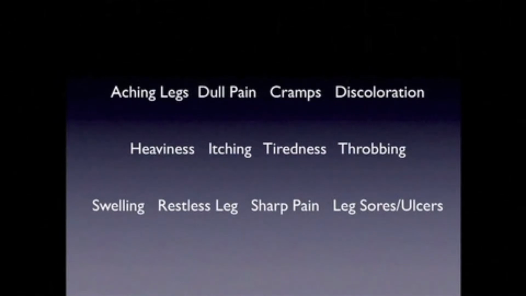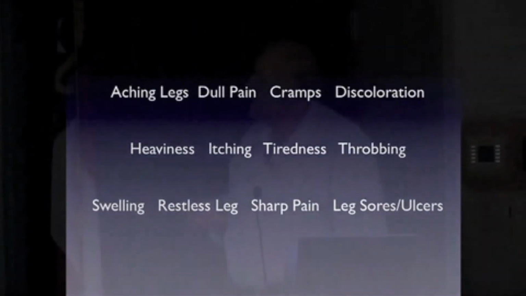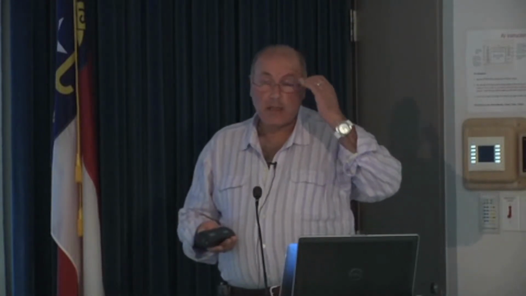Discoloration, we'll show you all those. Heaviness, itching. Itching goes with dermatitis. When you have some redness on the inside of your leg, above your ankle, it's always on the inside of the leg, but it could be on the back as well. The skin gets a little red, dry, and then it itches.